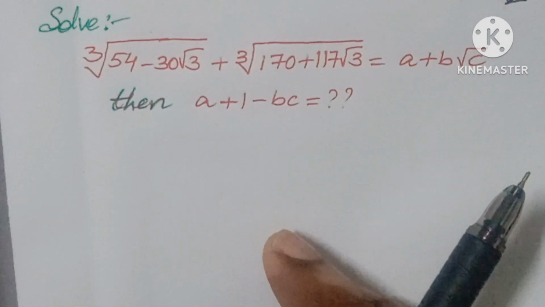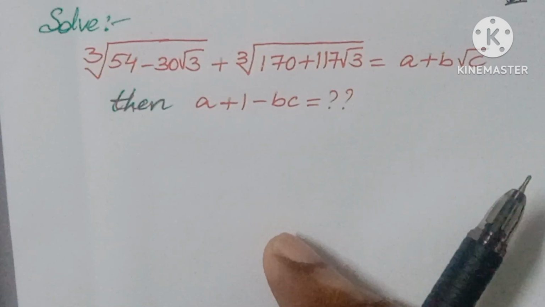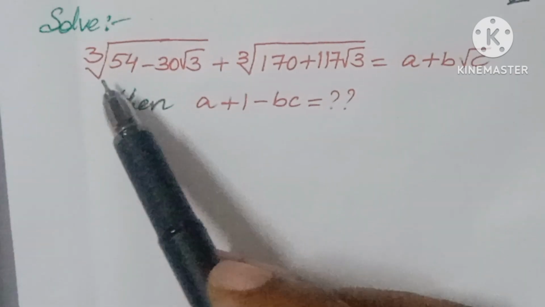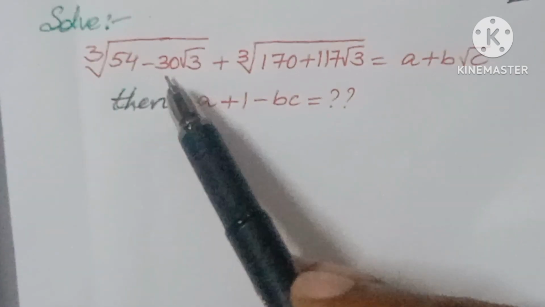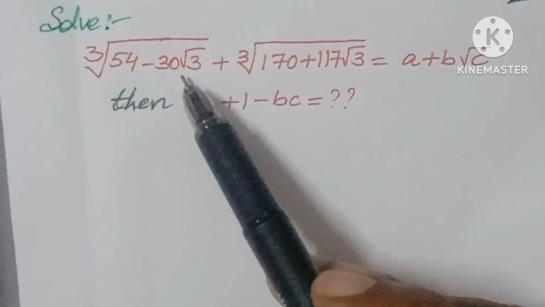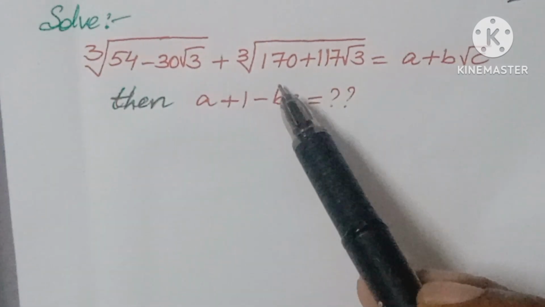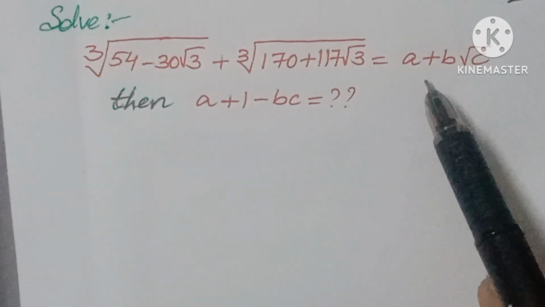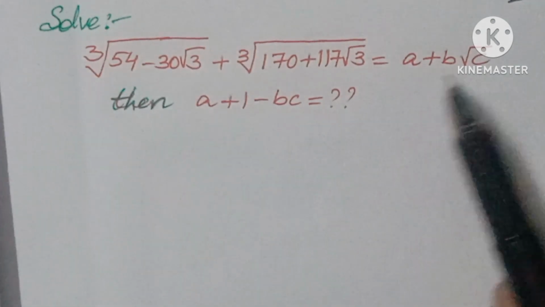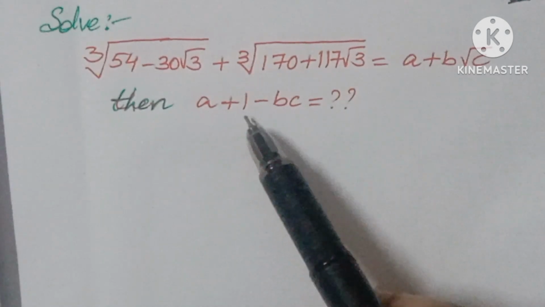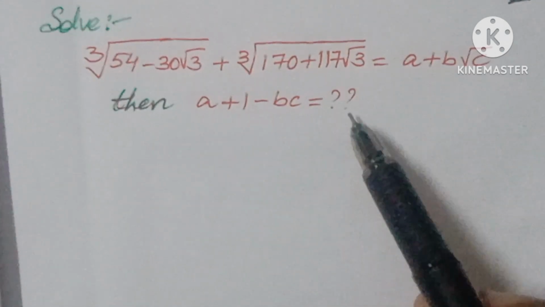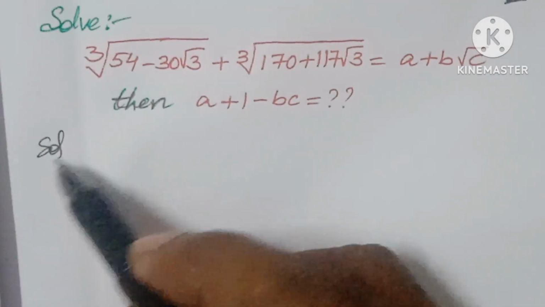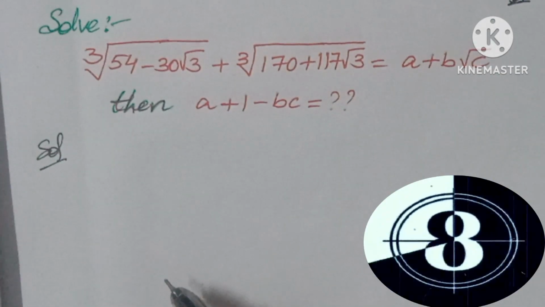Today we are looking at one logical problem. The question is given, we have to solve this. The cube root of 54 minus 30 root 3 plus the cube root of 170 plus 117 root 3 is equal to a plus b root 3. Then you have to find the value of a plus 1 minus bc. As you are going to solve this problem, pause the video for 10 seconds and try it.